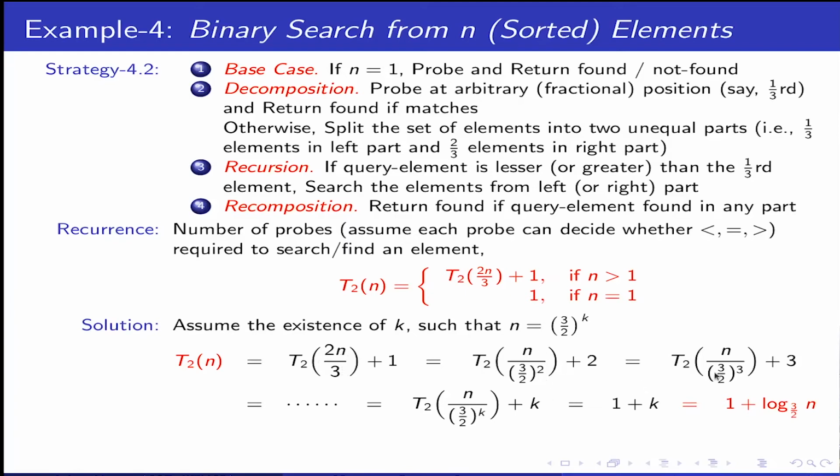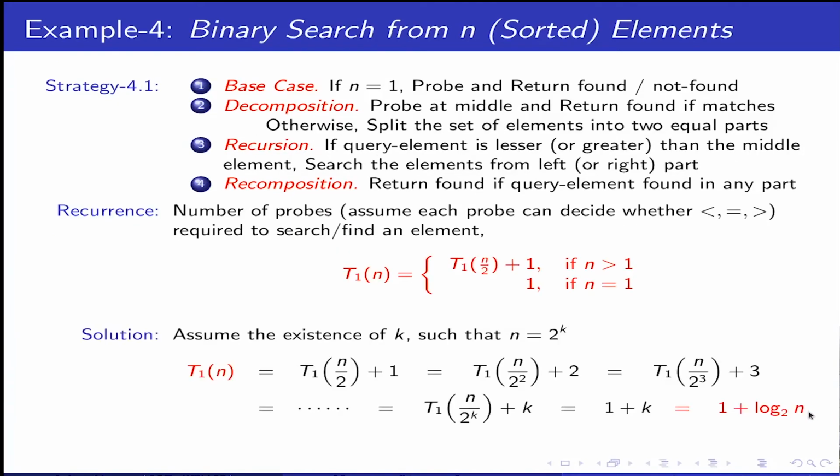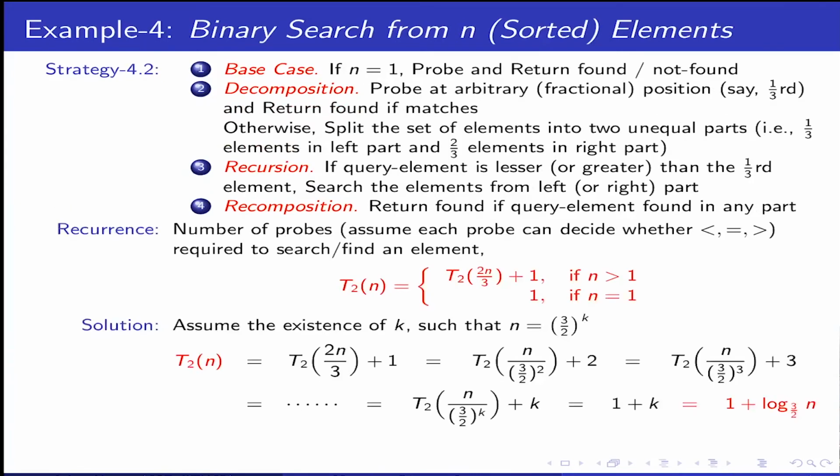So this is n by (3 by 2) square and so on, go till this point. So let us assume that for very large n, this goes to 1. So see my k now. My k is now log, the base is 3 by 2 instead of 2. Now see that in the earlier slide, I got 1 plus log n base 2 when I split in the middle. Here I got 1 plus log n base 3 by 2 when I split in the 1/3, 2/3.